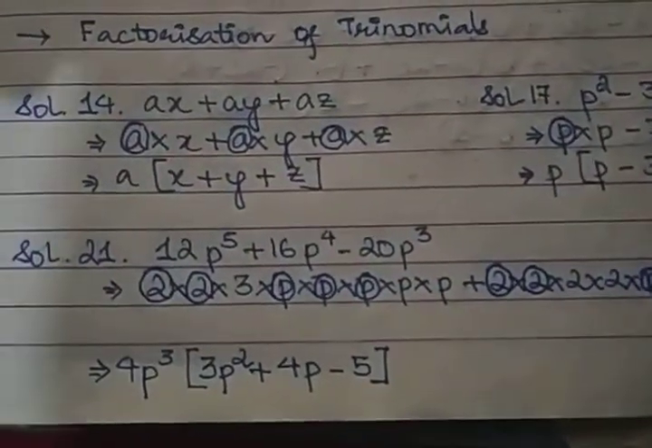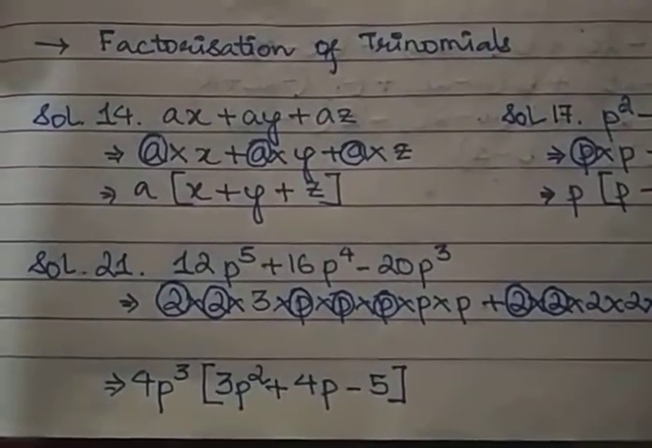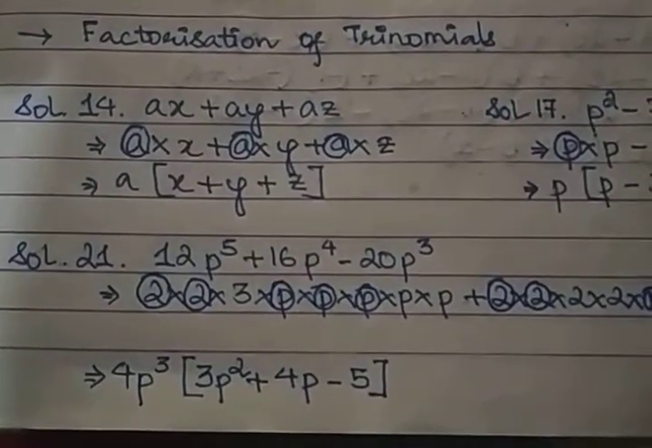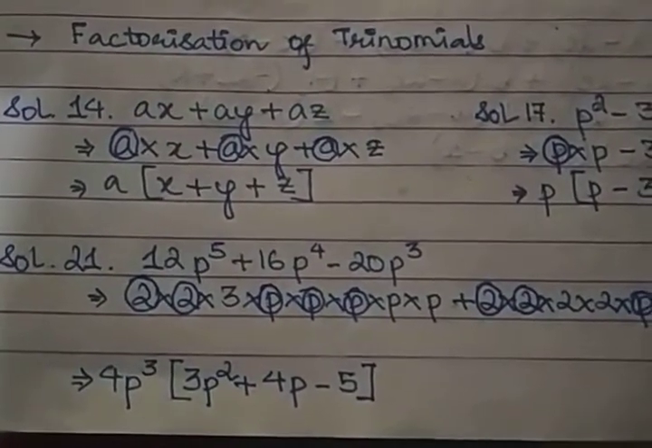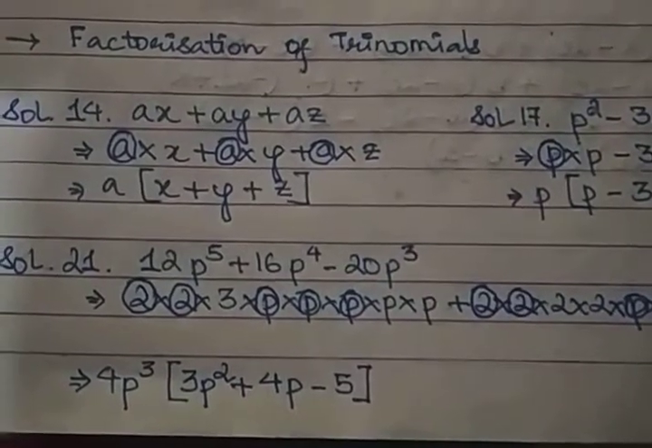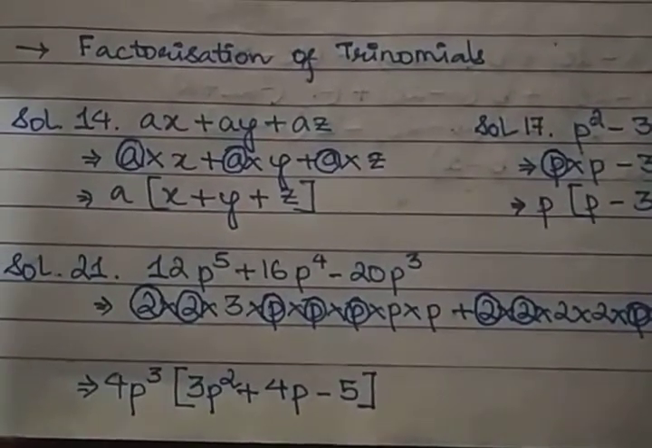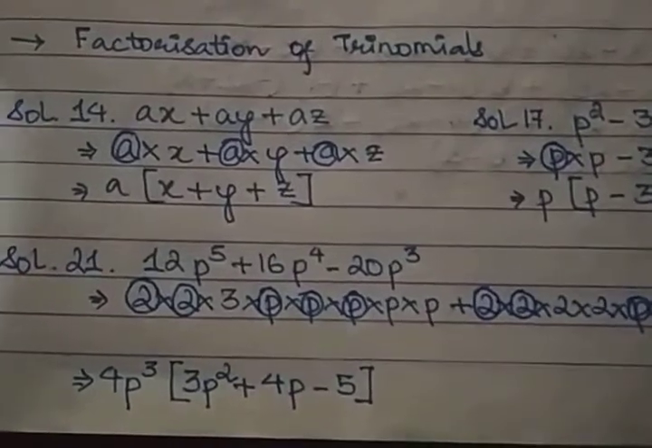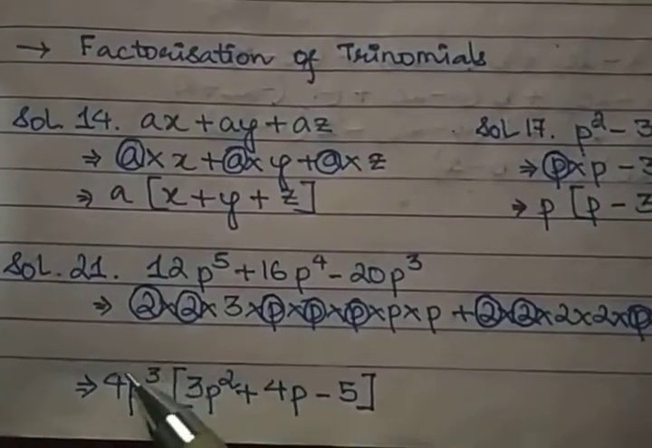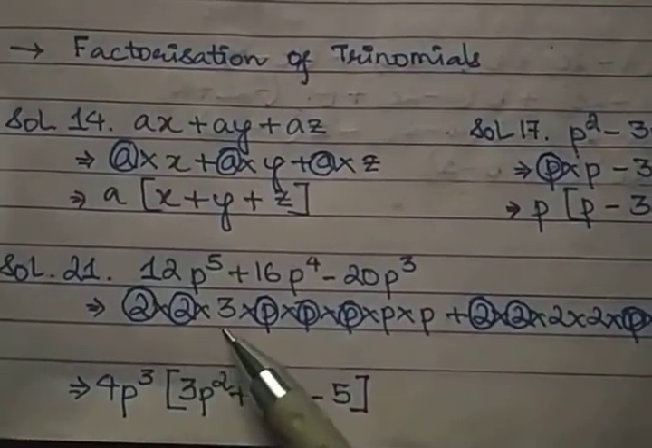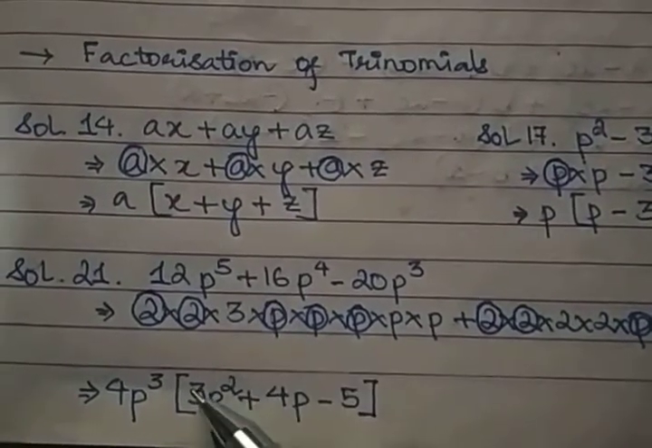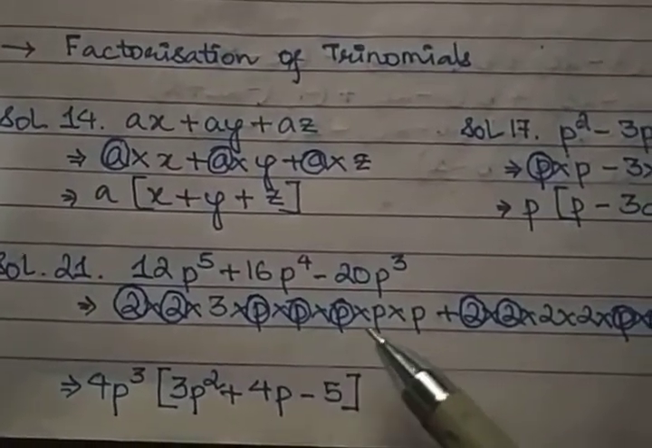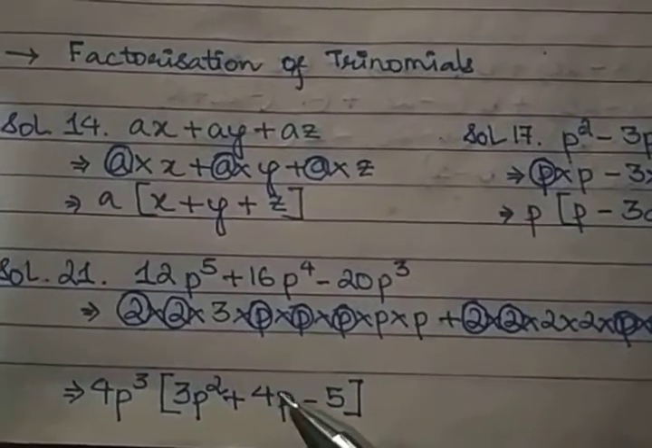And finally the last question for today. Again, we got a trinomial, and we have here 12p to the power 5 plus 16p to the power 4 minus 20p to the power 3. For the constant term 12, I have taken the prime factors of 12 as 2 into 2 into 3 into p to the power 5. It can be expressed as p into p into p into p into p, 5 times, isn't it?